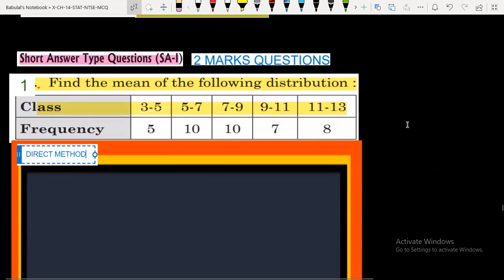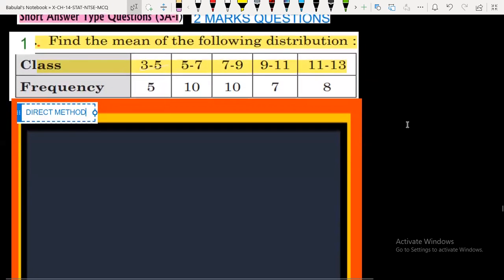this is short answer type questions, 2 marks questions, and the questions are on your screen. Question number 1, find the mean of the following distribution. Classes are given and their corresponding frequencies are given.